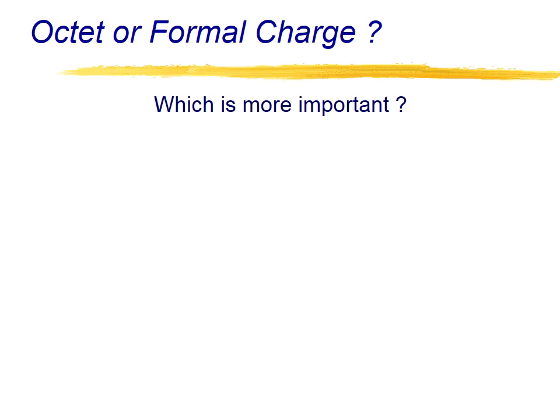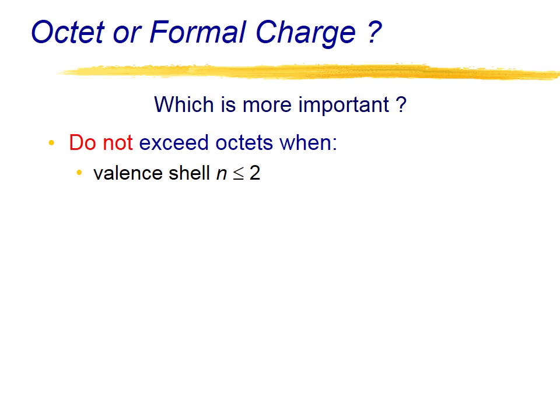Alright, so to recap, we seem to talk about 2 things when we're looking at Lewis structures, octet or formal charge. And you might ask what's more important. And the answer is it depends. So, if you're talking about a second or first row, for that matter, element, the octet rule is probably the most important thing in that you really don't want to exceed, because nature just doesn't seem to do that.